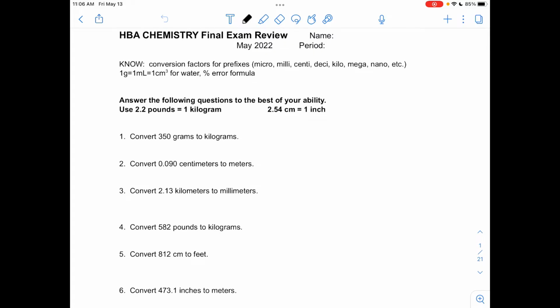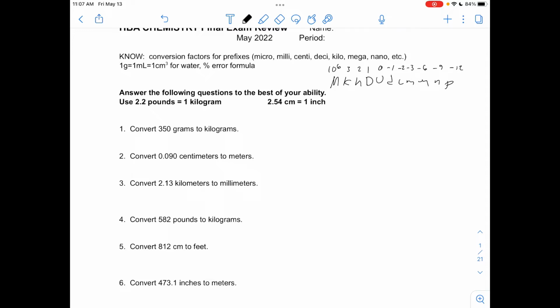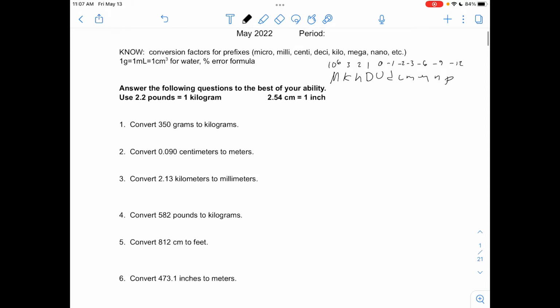So the first thing is reviewing conversions. When we do conversions, remember that we need Mega King Henry Died Unexpectedly Drinking Chocolate Milk: mega, kilo, hecto, deka, base unit, deci, centi, milli, micro, nano, pico: 10 to the 6, 3, 2, 1, 0, negative 1, negative 2, negative 3, negative 6, negative 9, and negative 12. If that helps you, you can just jot that down. That is not on your blue periodic table, so you've got to memorize that.